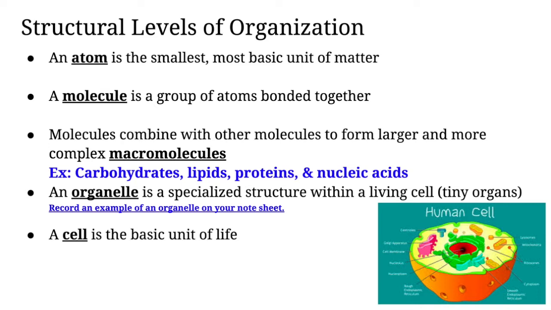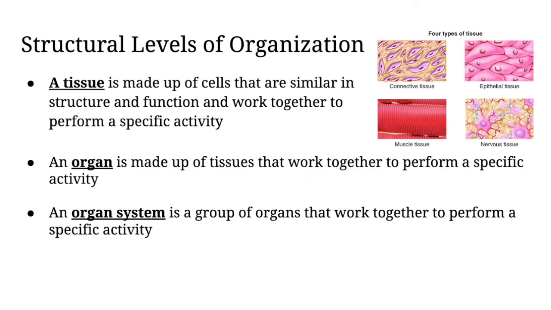Macromolecules can be combined to form organelles. Organelles are just a specialized structure in a cell. It's kind of like a mini organ in a cell. Like how our organs in our body perform different functions for our body, organelles perform specific functions for the cell. And the cell is the most basic unit of life. So all of these levels leading up to a cell are considered non-living. And then once you get to the level of a cell, it would be considered alive at that point.